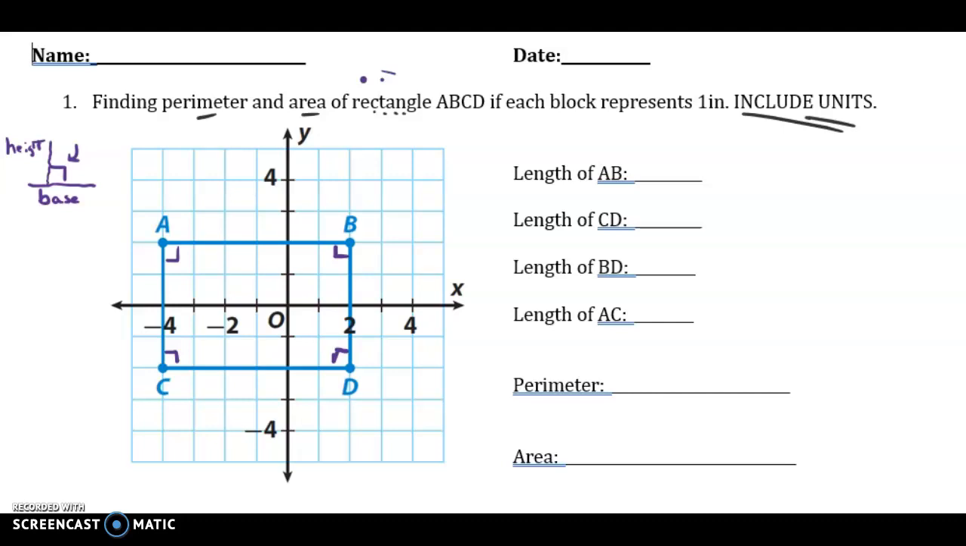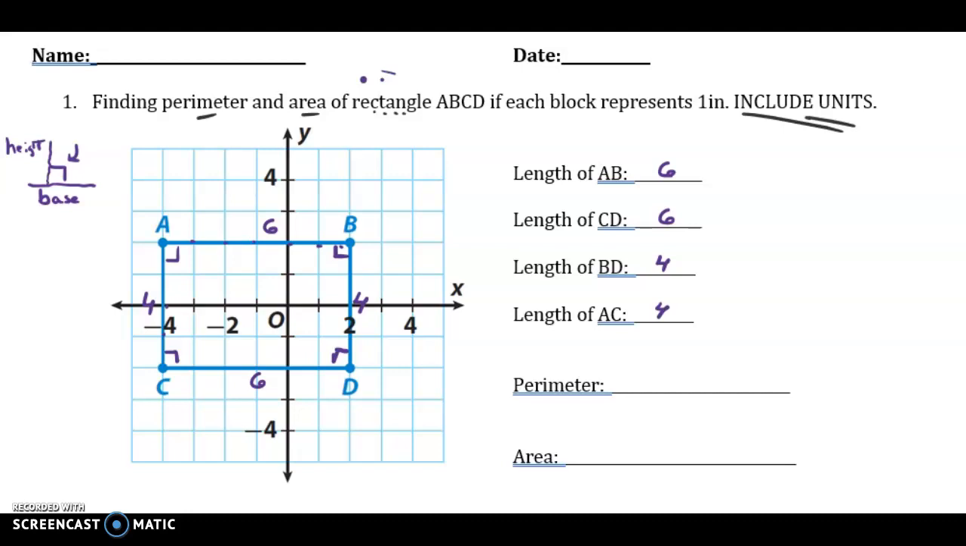So this is going to be from one, 1, 2, 3, 4, 5, 6. So this side is 6, which means this side is going to be 6. Going up, we got 1, 2, 3, 4. So the height of this thing is 4. All right, so here we go. Length of AB, we got 6. Length of CD, 6. BD is going to be 4. AC is going to be 4.